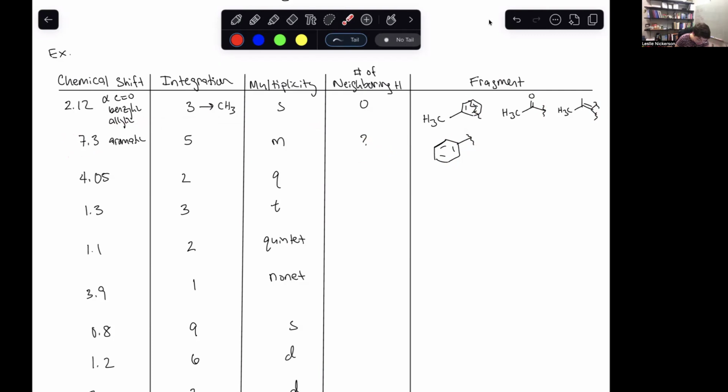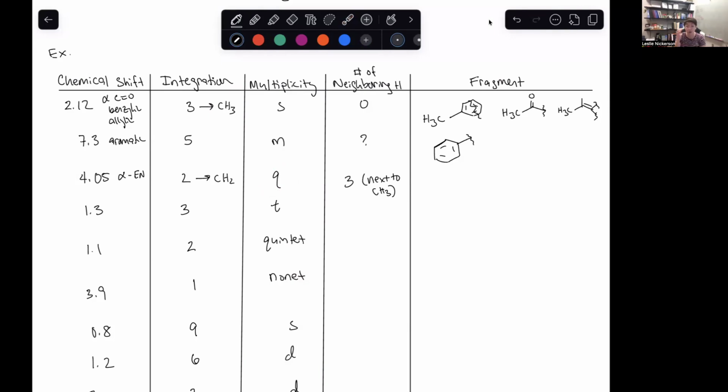Okay. If I've got an integration of 2, again, I'm looking for horses here. I'm going to probably be thinking about a CH2. A CH2 that has a chemical shift of 4.05, that's in the alpha to electronegative atom region, so alpha to O, N, X, that kind of thing. And it's a quartet. So if it's a quartet, that means it has 3 neighboring hydrogens. If we're thinking about N+1, we're basically taking away the +1. So we're back down to 3. So we can think about that as being next to a methyl. Okay, so it's a CH2 next to a CH3.